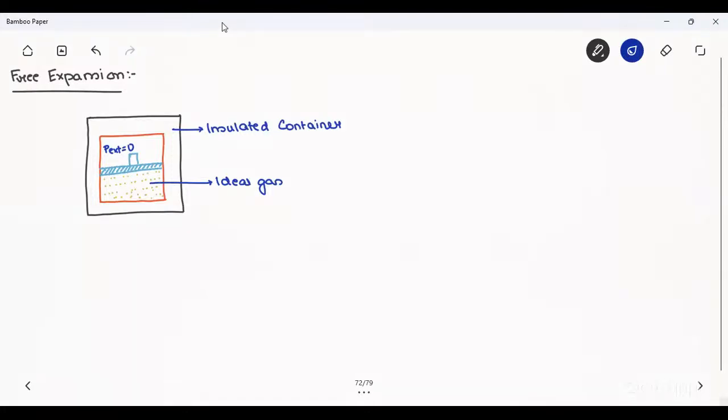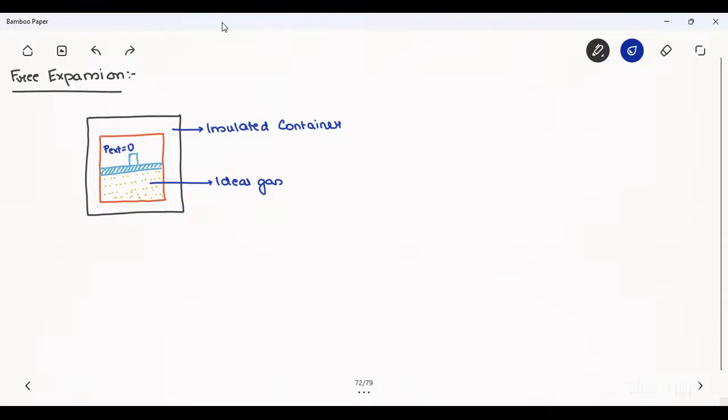So what is free expansion? Today we will be learning about free expansion. Free expansion means this was the system to us so far, the container with a piston and an ideal gas. But now this whole system is being kept inside an insulated container. Did you understand what I told just now? This red part was the whole system, and now this system is kept inside an insulated container.